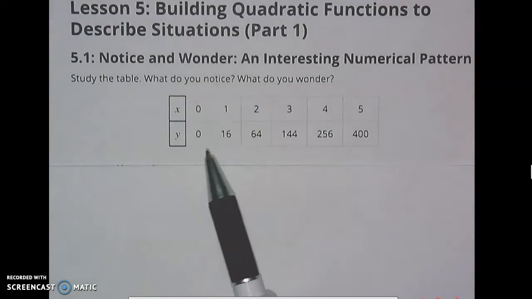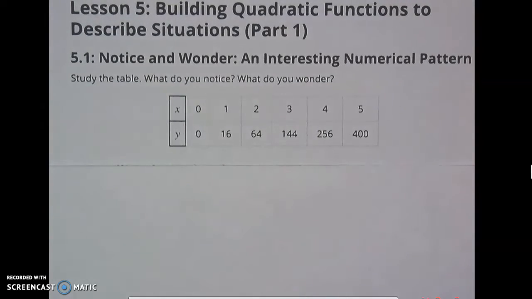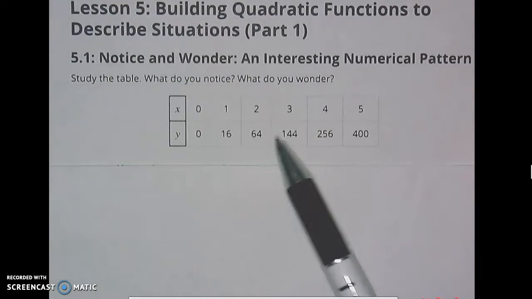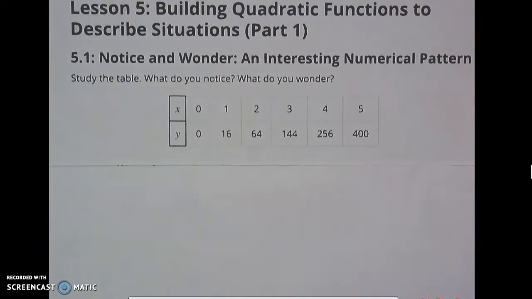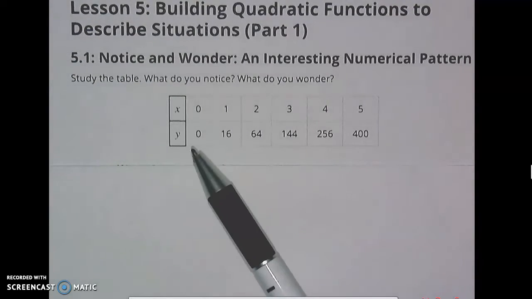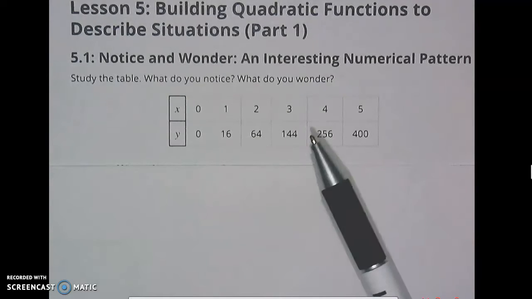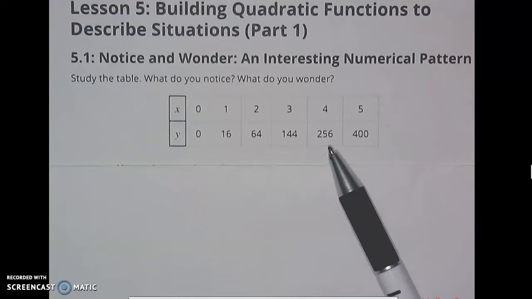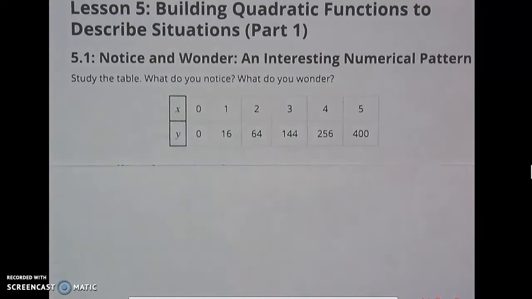The y's don't appear to be going up by anything in particular, just glancing at them, but they are increasing. I notice that the y values here are all even. They're all also divisible by 4 or 8 or even 16 for that matter. All of our y's are perfect squares. Perfect square meaning that you have the same number times itself to get that answer. So 0 squared, 4 squared, 8 squared, 12 squared, 16 squared, 20 squared get you those things.